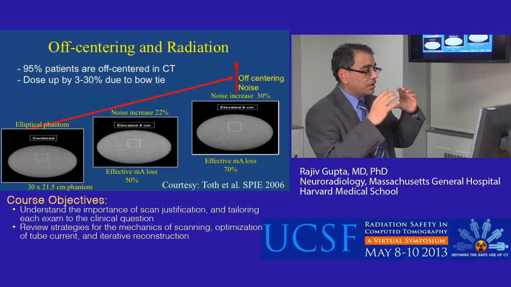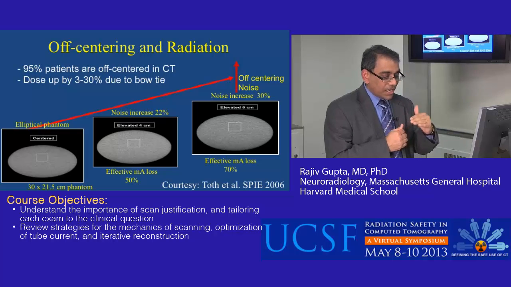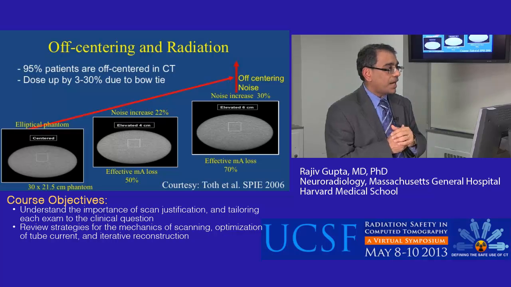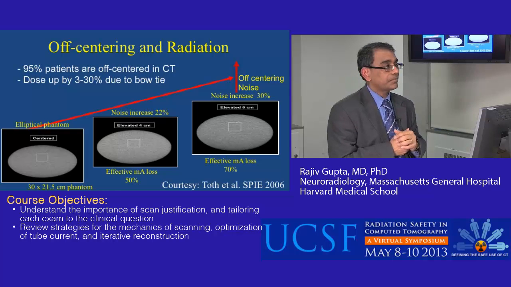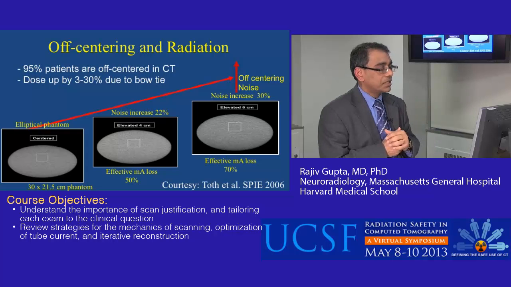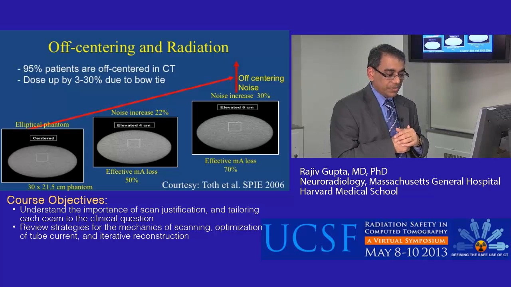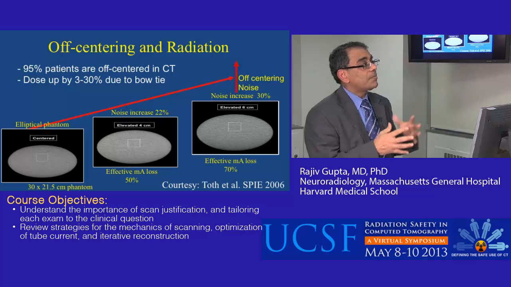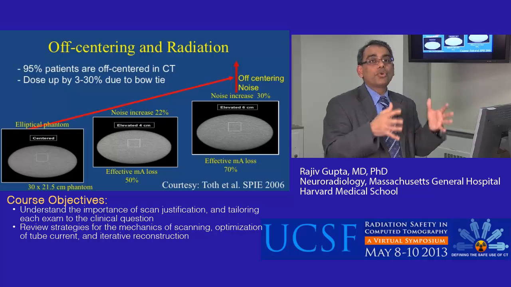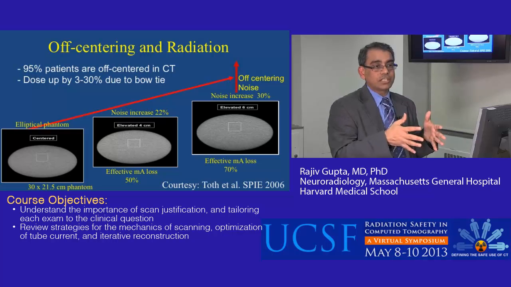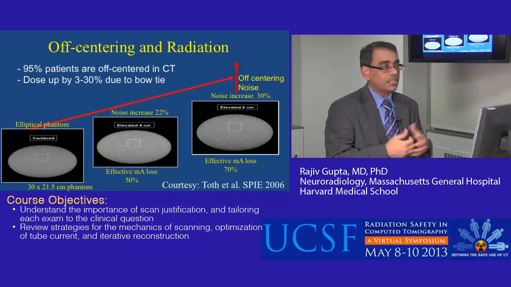So, they started with a water phantom and it was centered, and you have a certain dose. Now, they elevated the phantom by 4 centimeters and the noise increased by 22%. Okay. Then they elevated the phantom further and the noise increased by another 30%. And this is coming because of the fact that the automatic exposure control and your bow tie filter is tuned to the isocenter of the gantry. So, if the patient is off center, there is a corresponding dose penalty to that.